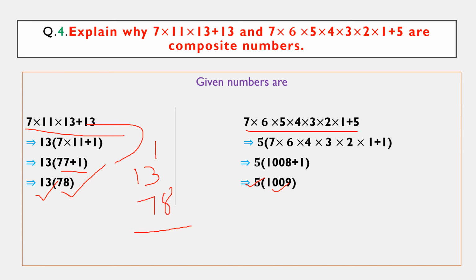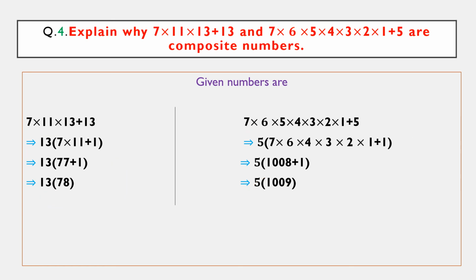Now here also this number, whatever is there, that number is a factor, and 1 is a factor, as well as 5 is a factor, and 1009 is also a factor. So I can conclude that this is a composite number and this is also a composite number. So instead of multiplying and writing the product and the addition of this number, you can do it in this procedure.